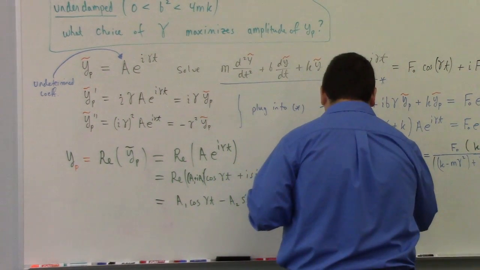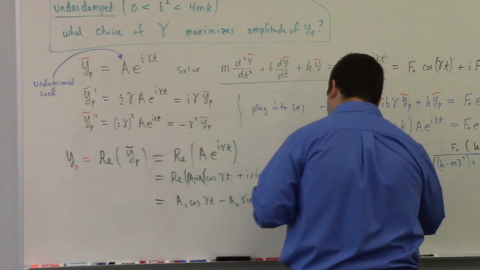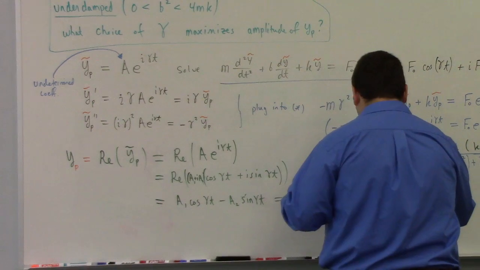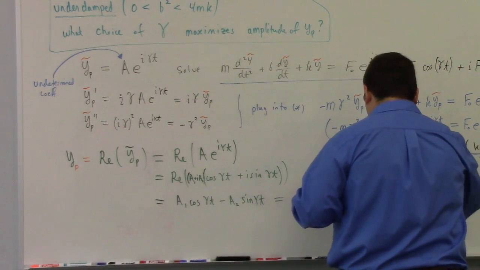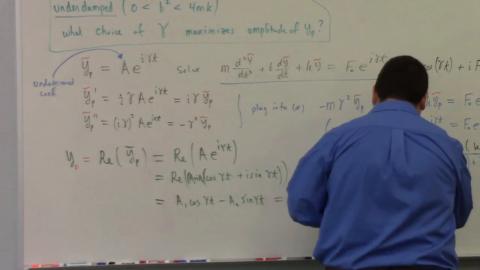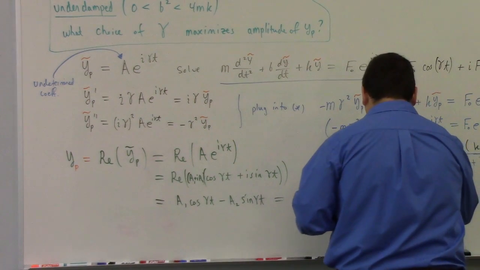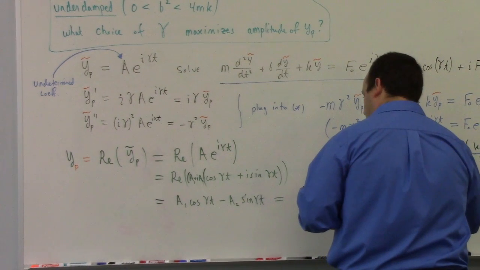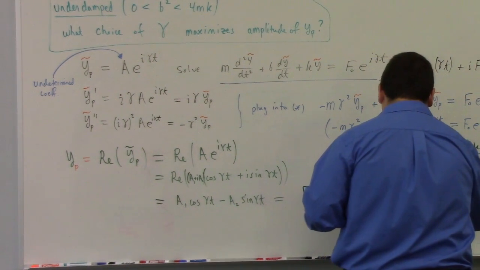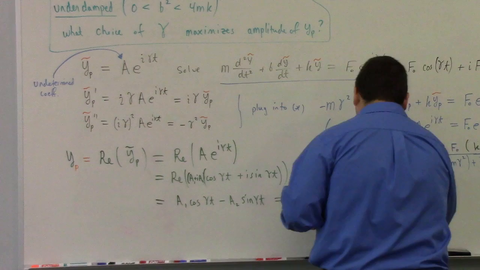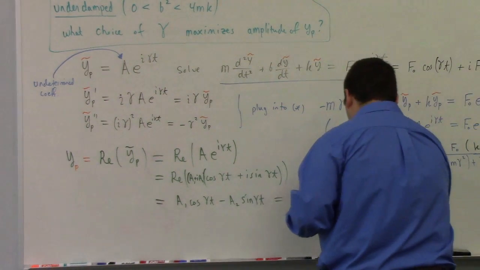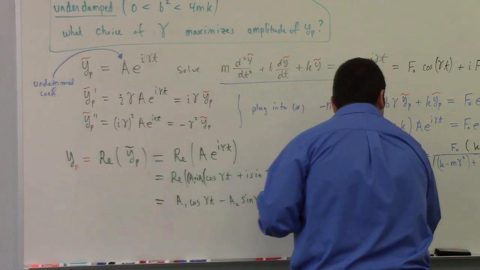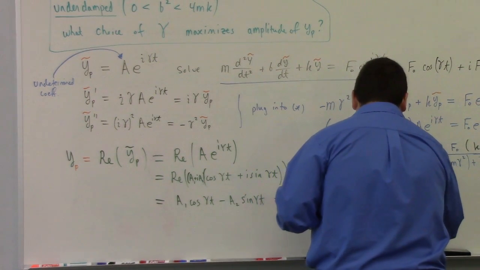F naught times k minus m gamma squared times the cosine of gamma t, minus that minus, so I get plus, come on, plus b gamma sine gamma t, divided by k minus m gamma squared plus b squared gamma squared.